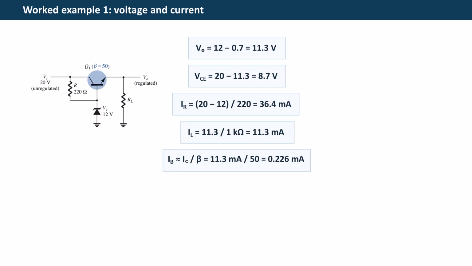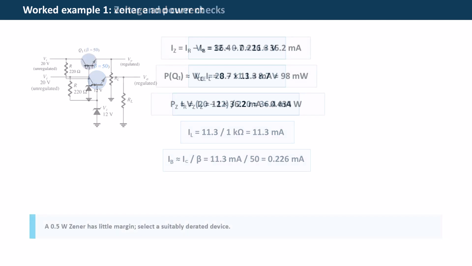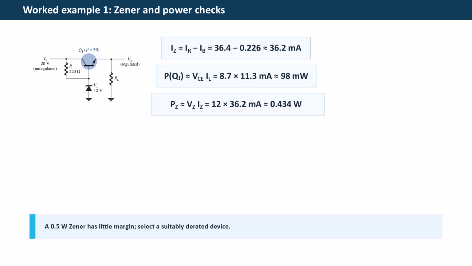Load current is 11.3 milliamperes and the estimated base current is 0.226 milliampere. The resistor current divides into base current and Zener current. The resulting Zener dissipation is close to 0.5 watt. This demonstrates why a correct voltage calculation alone is insufficient. Component power and derating must also be checked.